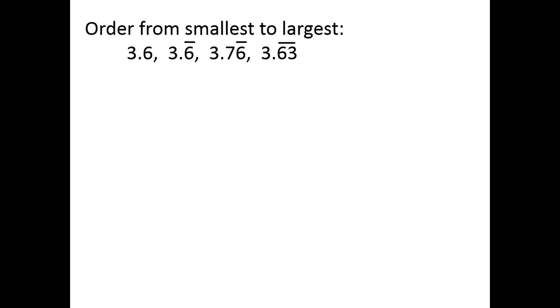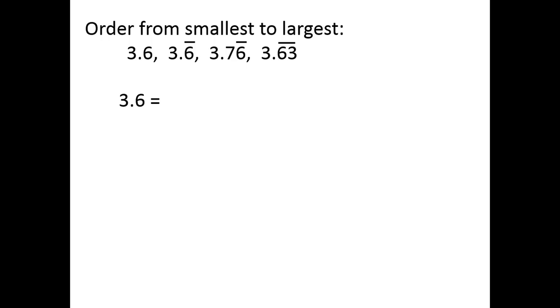Now we've talked about ordering decimal numbers from smallest to largest when they terminated. What if we throw some repeating decimals in there and we want to order these from smallest to largest? Now when we did this before, we compared the numbers digit by digit according to their place values, and we're going to do the same thing here. But these numbers are written in different forms.